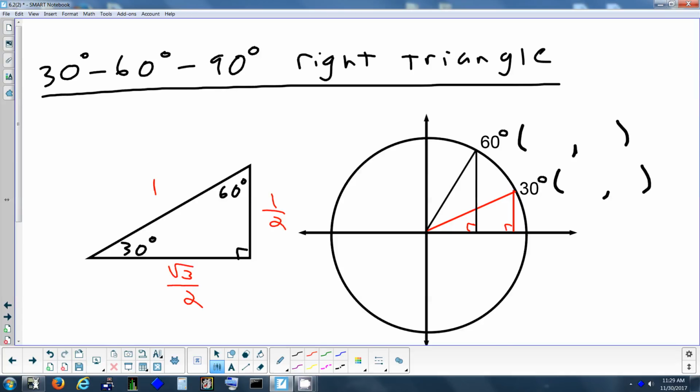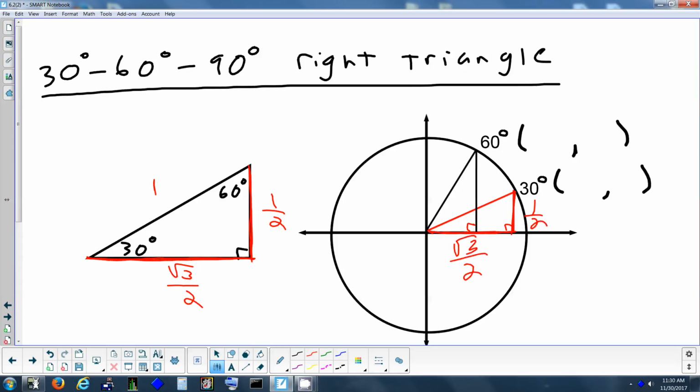Right. So in a 30, 60, 90, we know that the short side is always 1/2. We know that the long side is always root 3 over 2. Okay, so let's look at our red triangle. Here's the long side. How long did we just say the long side is? Square root of 3 over 2. And how about the short side? 1/2. So there's your coordinates for 30 degrees.